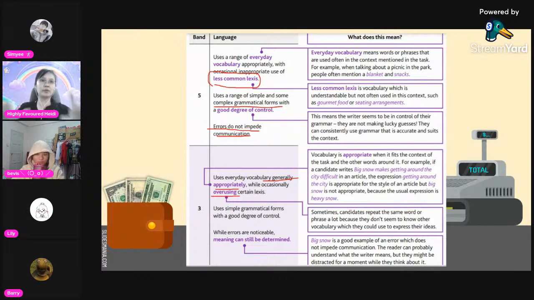Okay, and we know that you are using those cohesive devices that I'm just now trying to let you know about, so that you can apply them. Anyway, some of you are already using them without knowing. Okay, so this is for the language part.